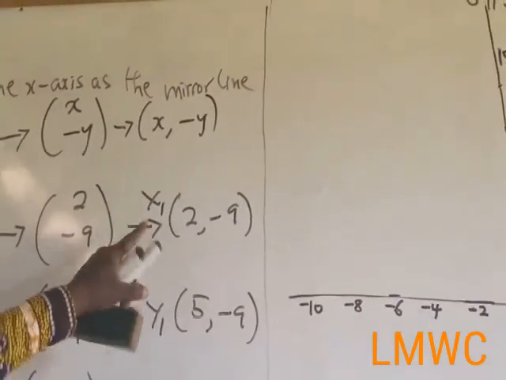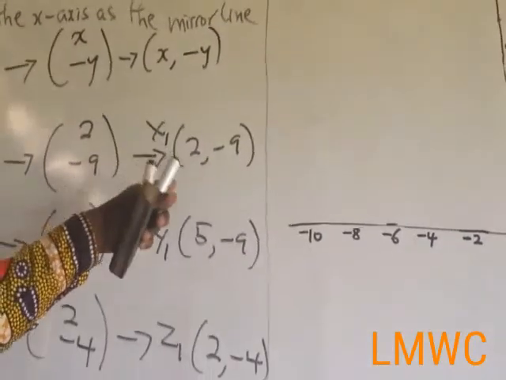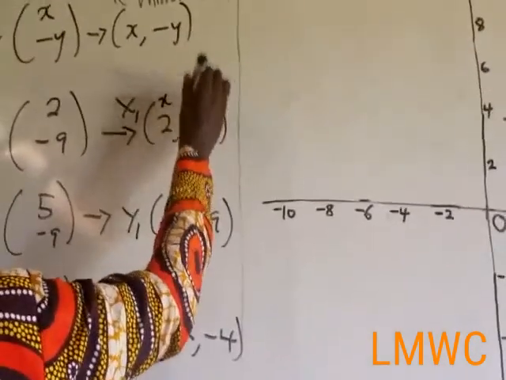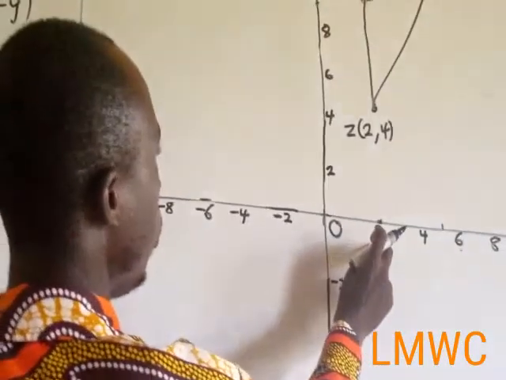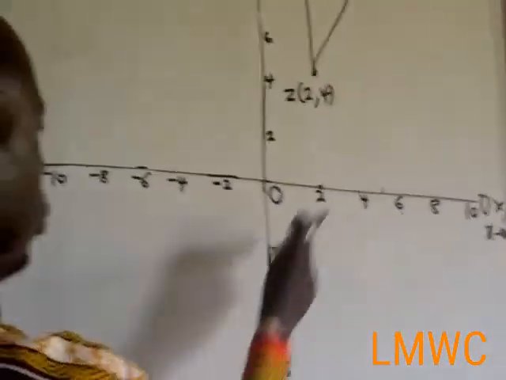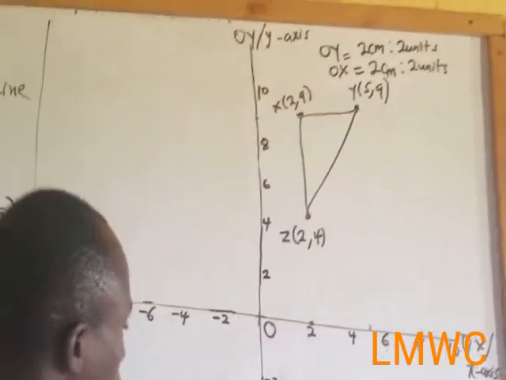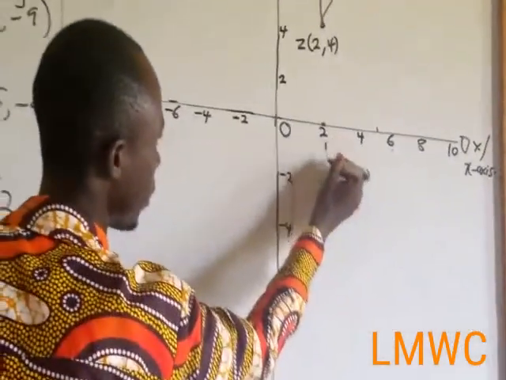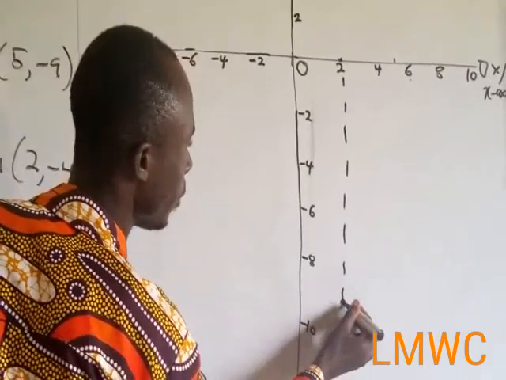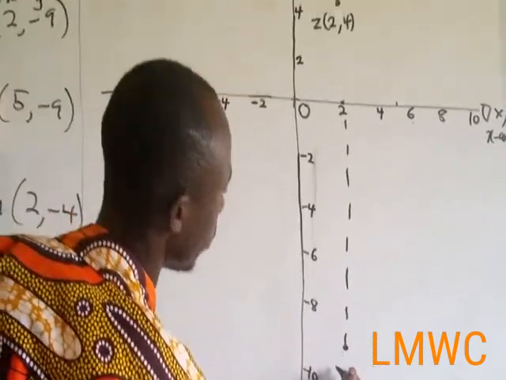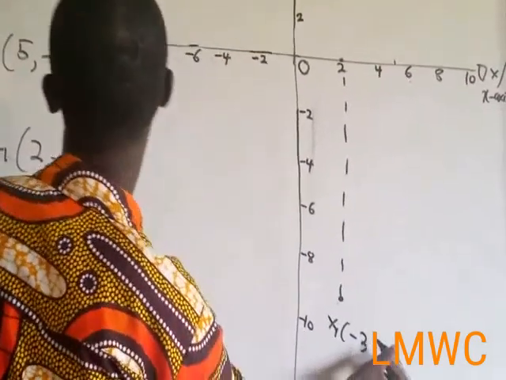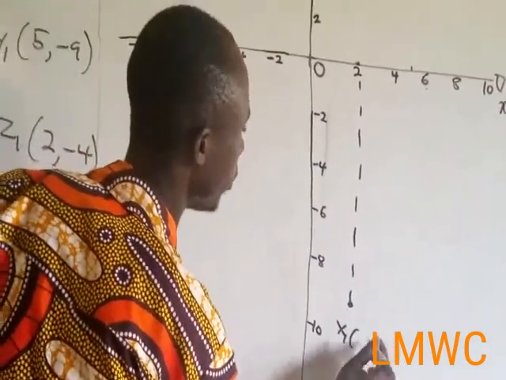Now, let's plot x1. x1 is 2, negative 9. So this is x and this is y. So 2 is on the x-axis and negative 9 is on the y-axis. So 2, negative 9. That's it. So 2, this is negative 9, in between negative 8 and negative 10. So we have x1 is 2, negative 9.